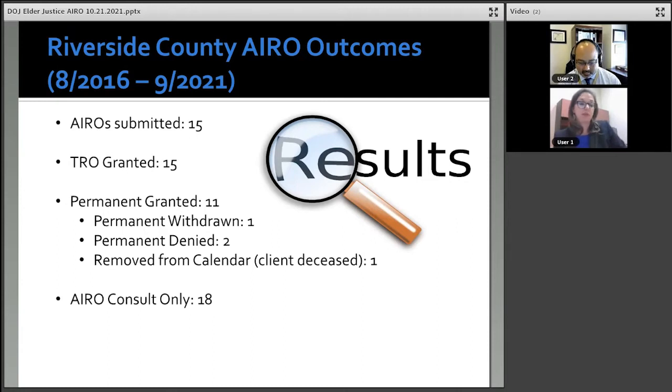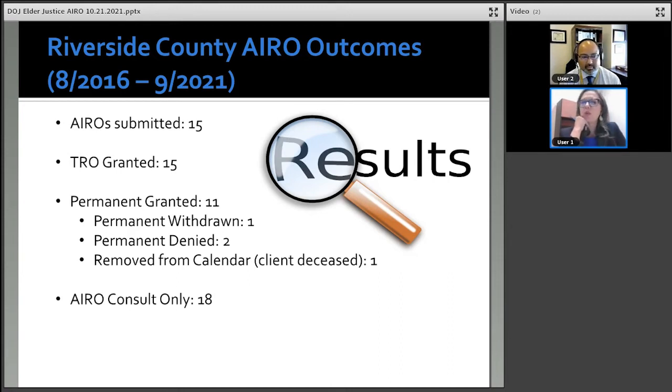So far, we implemented in August of 2016. And so I looked at some of our stats. Just so you know, we've submitted 15 AIROs total. And again, we don't see it as a solution for all cases, so we really try to determine whether it's the right one. So in total, in that time, we've submitted 15. All of them were immediately granted temporary restraining orders. So the initial facts supported that the TRO be granted, which is done the same day of submission.